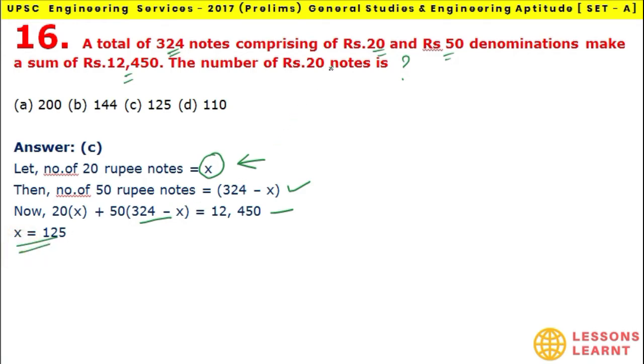That means there are 125 notes of rupees 20. So the answer is C.